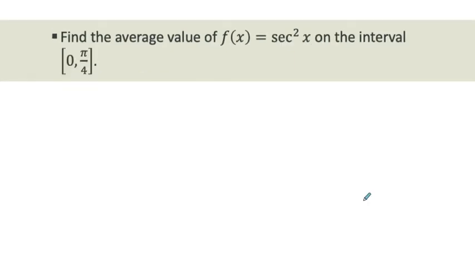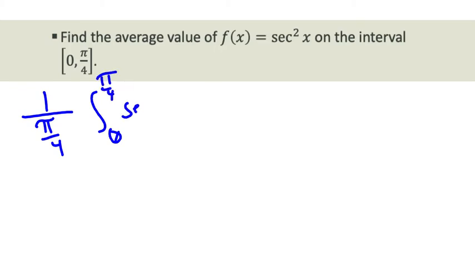All right, so go ahead, pause the video, write this down, try the problem on your own and see how you do with it, and then come back and check your answer. All right, so let's go ahead and go through this. So I got 1 over pi over 4 minus 0 is just pi over 4. Integral from 0 up to pi over 4 of secant squared x dx.